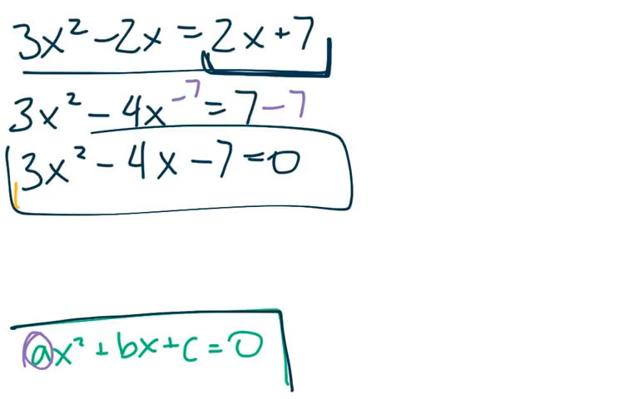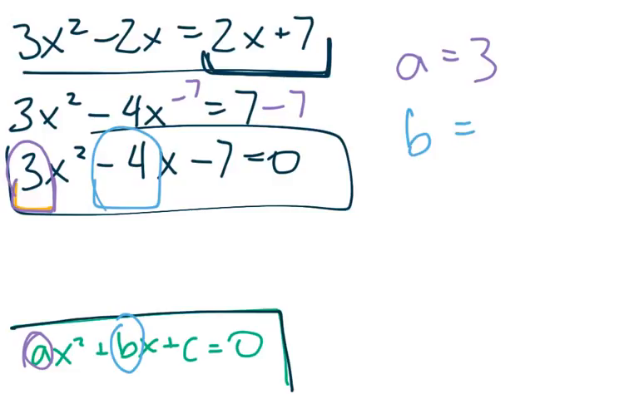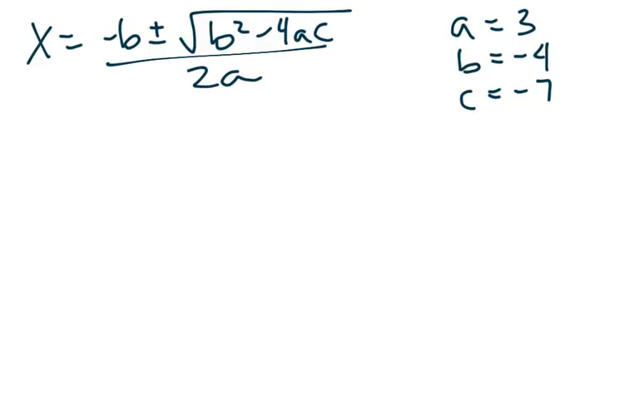Our a value is the coefficient of the x squared term, which is 3. Our b value is the coefficient of the x term, which is negative 4 in this case. And our c value is the constant at the end, which is negative 7 in this case. So we can plug these into the quadratic formula and solve for x.